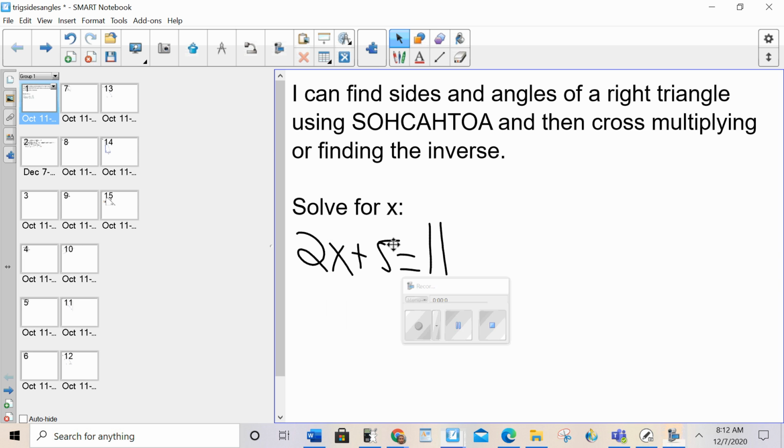Hello everybody, today is another very important lesson. I can find sides and angles of a right triangle using SOHCAHTOA, and then cross multiplying or finding the inverse.